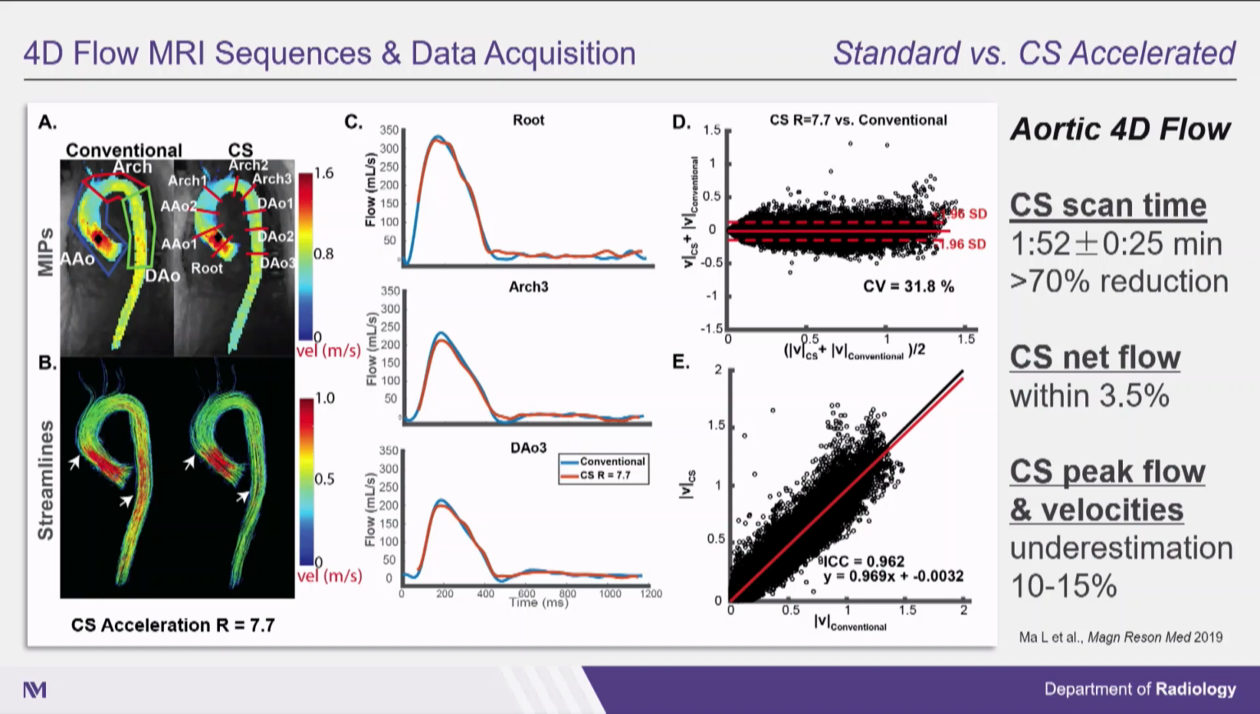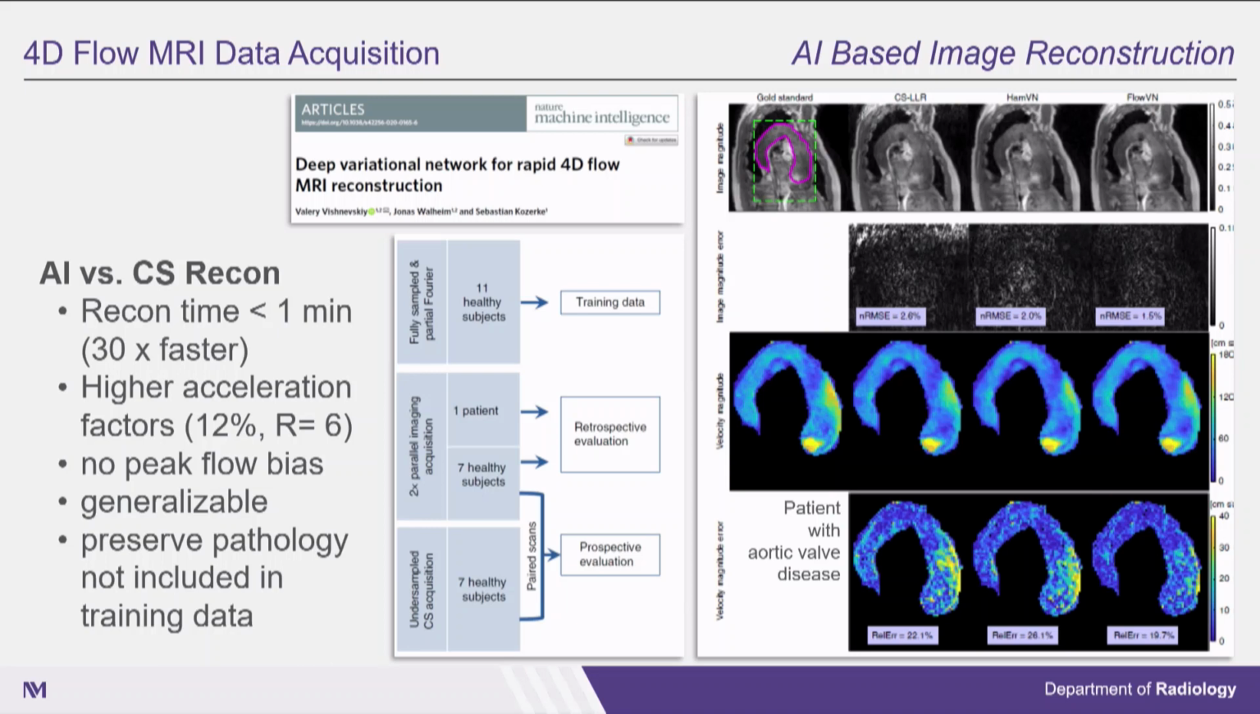This is an example from our group where we did 2-minute 4D flow scans in the aorta, and you can see you get really neat Bland-Altman plots when you compare conventional to accelerated 4D flow. But if you look closely, you still get an underestimation of peak velocity of about 10 to 15%. So that's either something you have to live with, it probably doesn't get much better than that, or you switch to another technique. And that's really where the advent of AI and deep learning comes in.